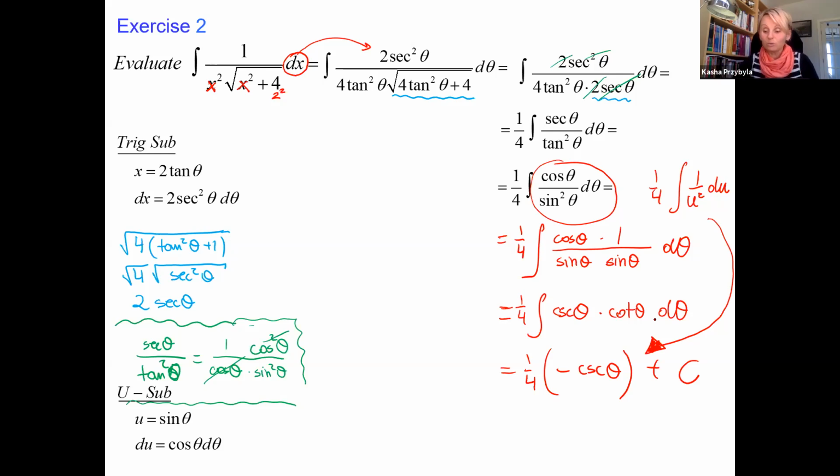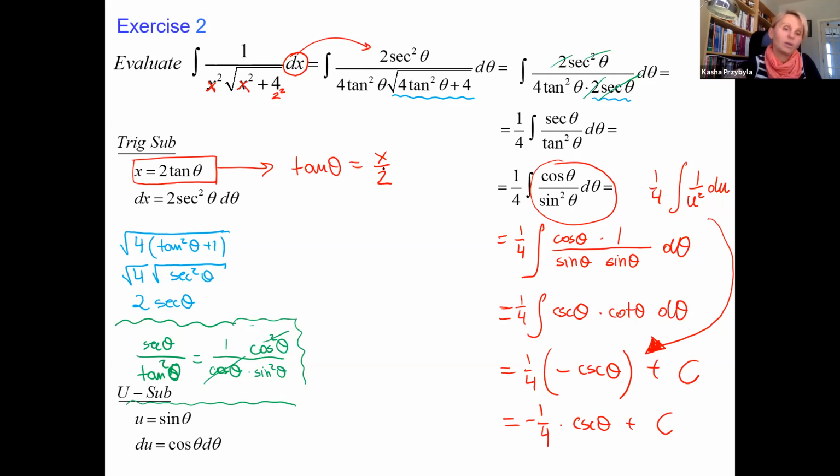Okay, but what we still have to do is rewrite in terms of x. We need cosecant. I can maybe rewrite it as negative one times cosecant theta. What was my substitution? We are building our triangle. Tangent theta, because we have the coefficient, we will flip. That means tangent theta is a nice ratio, x over 2.